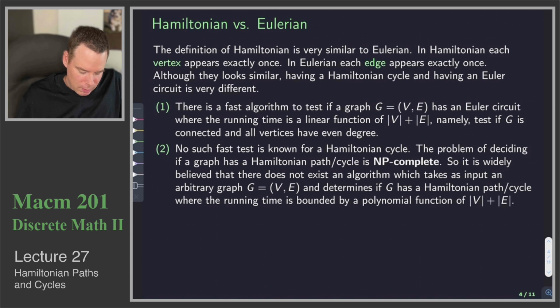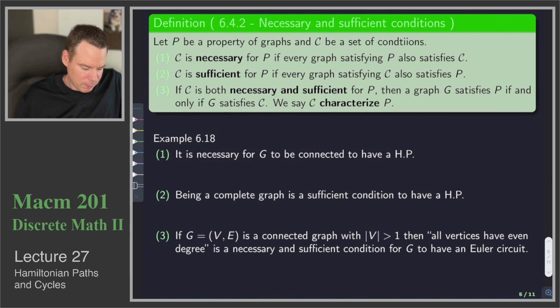So how can we make a dent in this problem? Well, this is where we're going to attack it from two directions, necessary and sufficient. What are necessary conditions to have a Hamiltonian path or a Hamiltonian cycle? What are sufficient conditions to have a Hamiltonian path or a Hamiltonian cycle? That's what we're going to look at now.